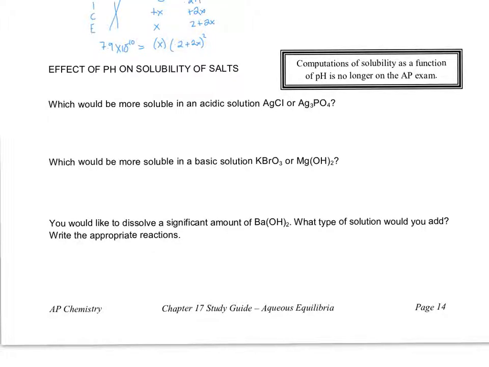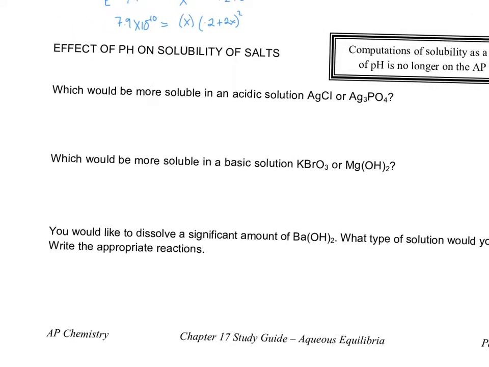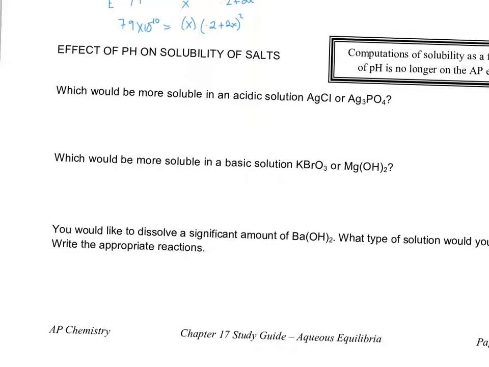So the first one here asks you which would be more soluble in an acidic solution, AgCl or Ag3PO4. This is a poorly worded question. What they're asking is which one would its solubility increase if it's in an acidic solution? So what we would do is we would write out our dissociation equations as always. So I'm going to go ahead and do that.